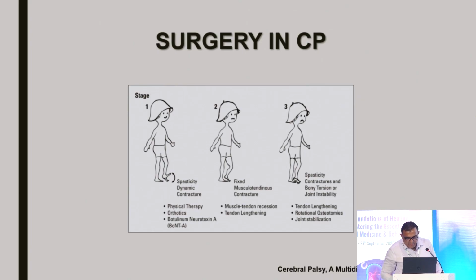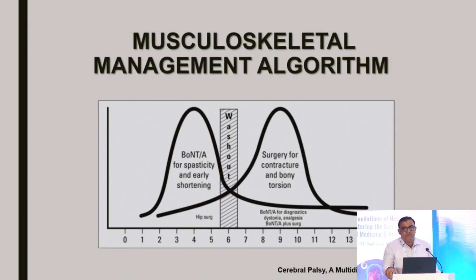So the most important thing is, what's the best time to operate on the CP child? There we have many papers now. This is the most commonly accepted algorithm: the best time to operate on the CP child is between 6 to 12 years of age. They say before 6 years of age, you should not operate. The only surgery indicated before 6 years of age is hip surgery for hip subluxation or displacement. No other surgery should be done before 6 years of age. You can use botulinum toxin, phenol nerve blocks, orthosis, whatever you want, but delay the surgery till 6 years of age.